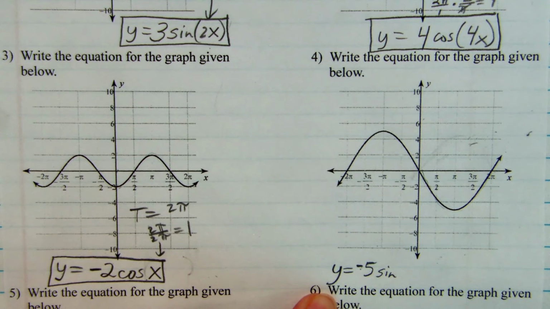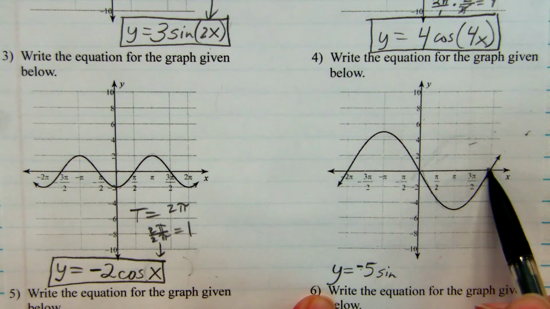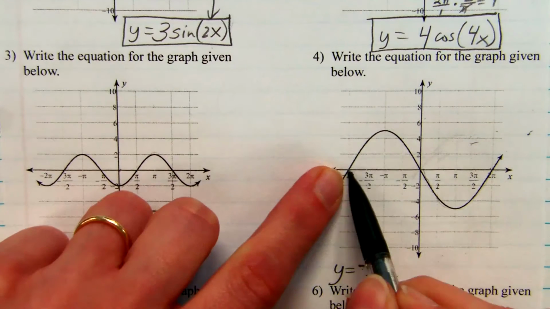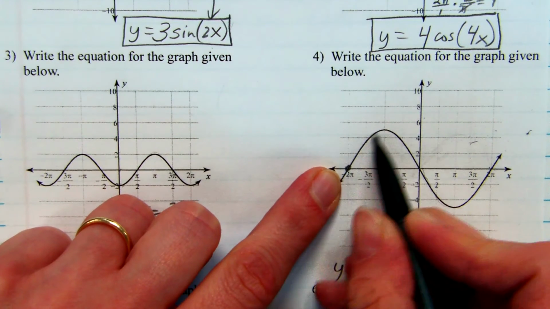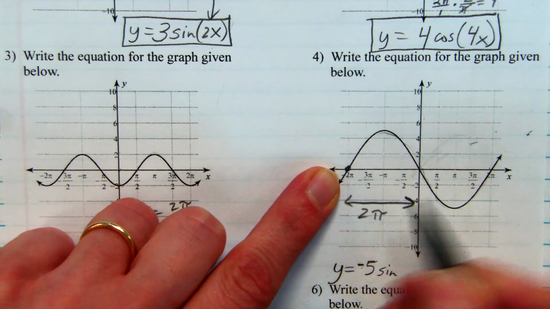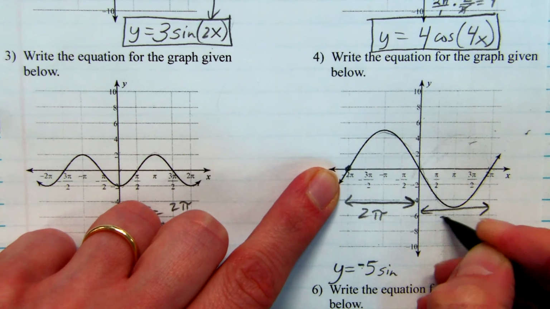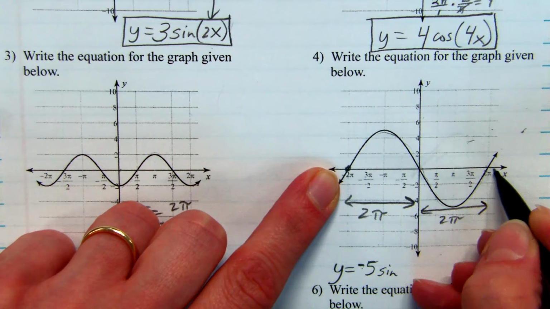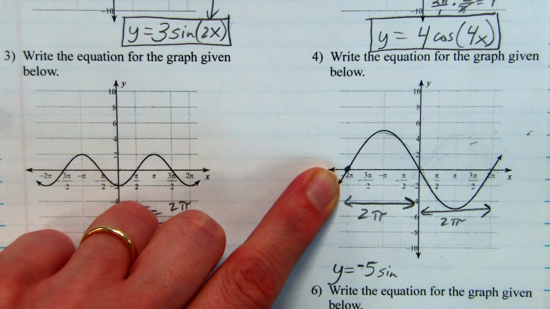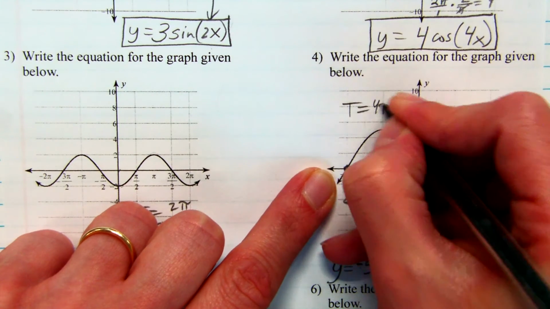Now the period's a little interesting because I start here and go up, I'm only getting half the wave. So I could go over here and say, okay, this is where it starts. It goes up and down. That distance is 2 pi. And then this half of it is over here. That distance is 2 pi. So 2 pi and 2 pi make 4 pi. So the period is 4 pi.